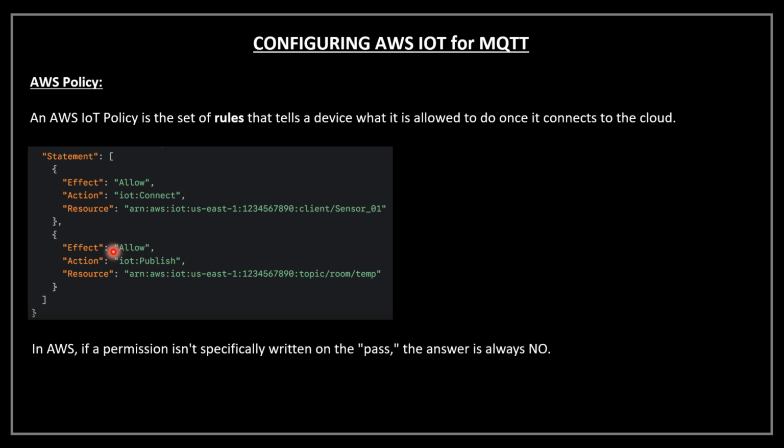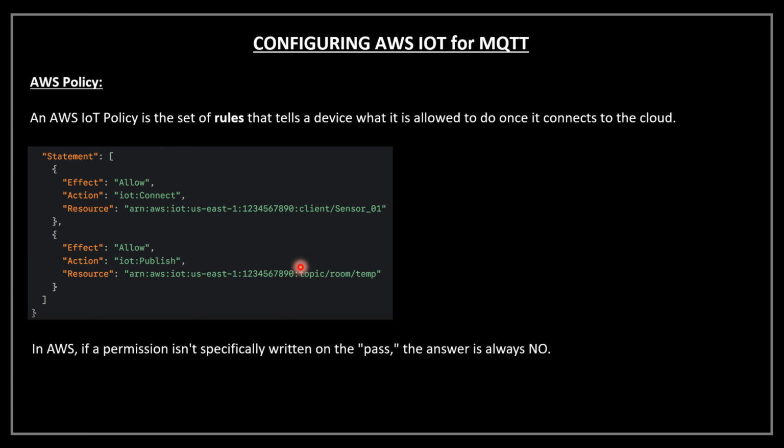Okay, and the second action is publish, which means you can publish the data for this thing name. For this thing name, you are allowed to connect to AWS IoT. It is giving the connection permission here, and here it is giving publish also, which means the device can publish the data to AWS IoT Core on this topic only.